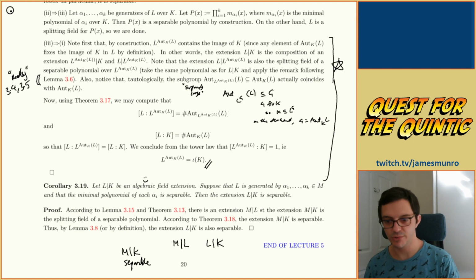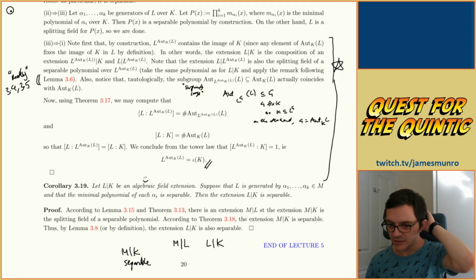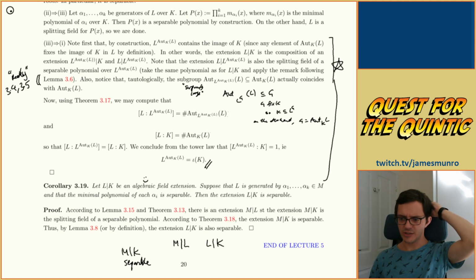Let's read this at the bottom because it looks important. So if you've got an algebraic field extension L over K, L generated by these things, and the minimal polynomial of each alpha is separable, which they usually are for me. You've got your splitting bit, you've got your Galois extension or something. The extension is separable. So L over K is separable.